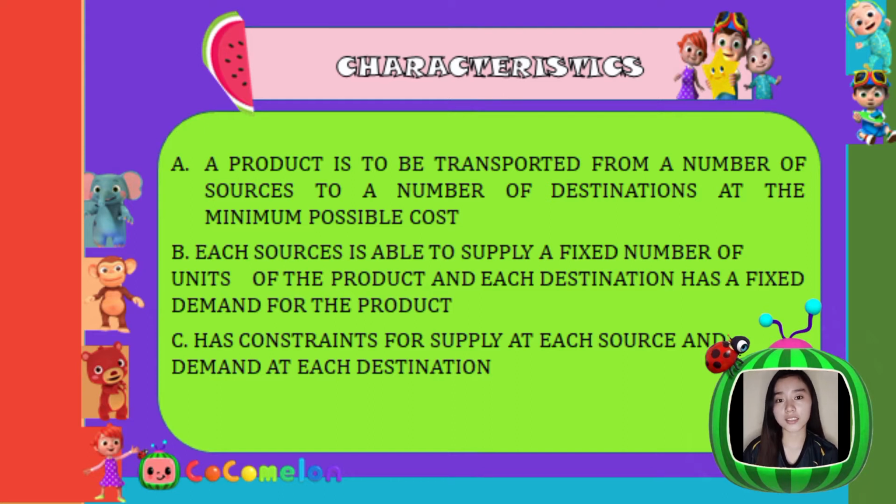In this matter, this implies that each source has a fixed supply of units, where this entire supply must be distributed to the destinations. On the other hand, each destination has a fixed demand per unit, where this entire demand must be received from the sources. And third, this model has constraints for supply at each source and demand at each destination. So the sources for which the structural constraints are built up are not homogeneous, meaning that one constraint may relate to machine hours and the next one may relate to man hours, etc.